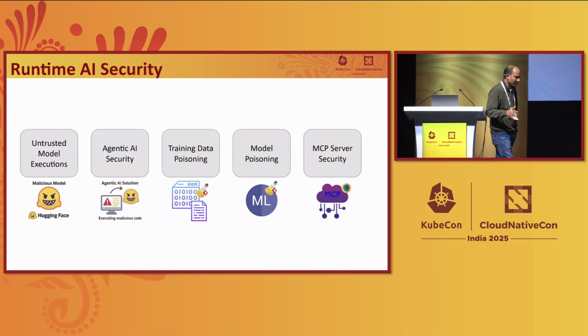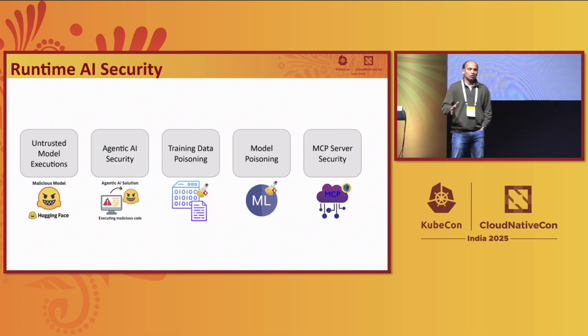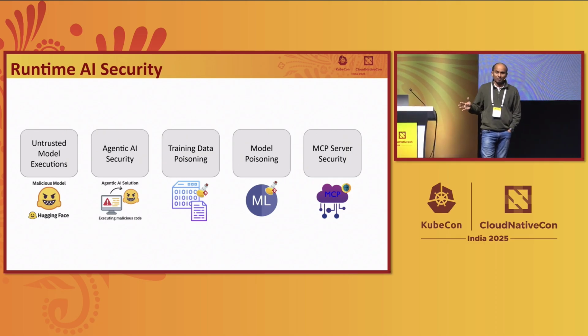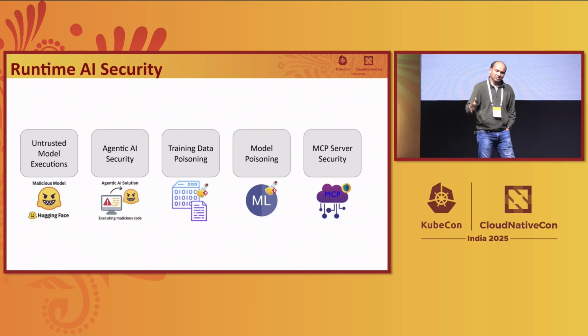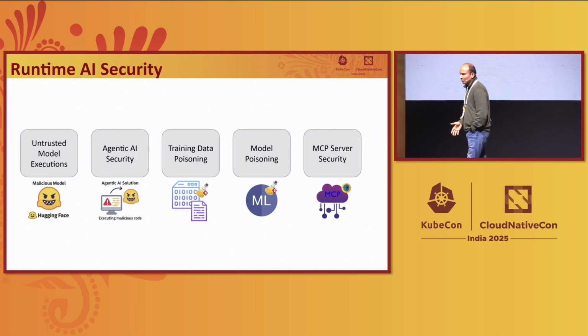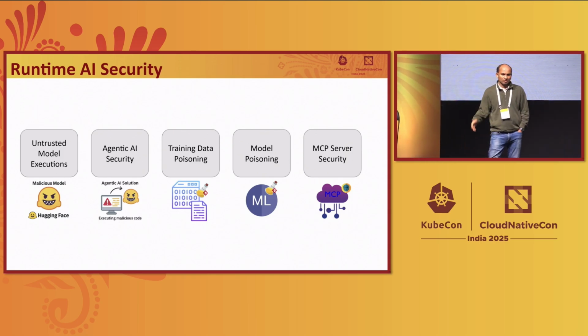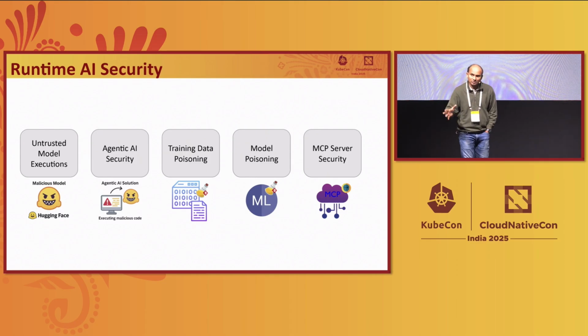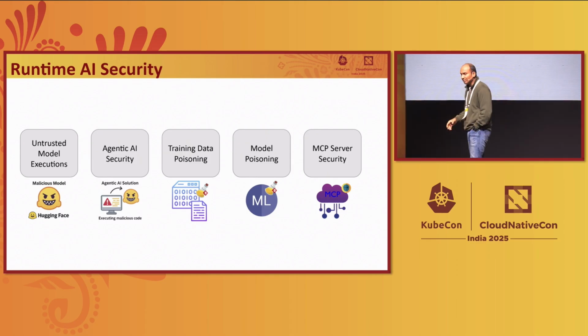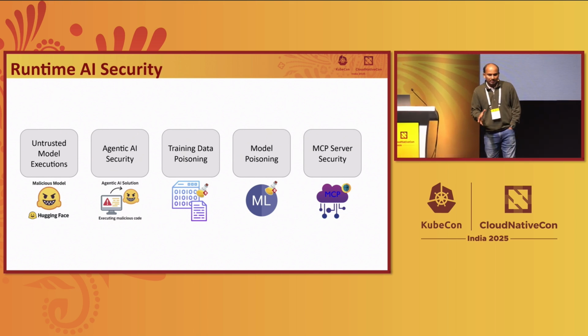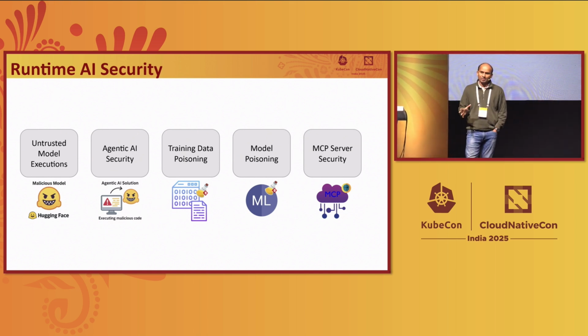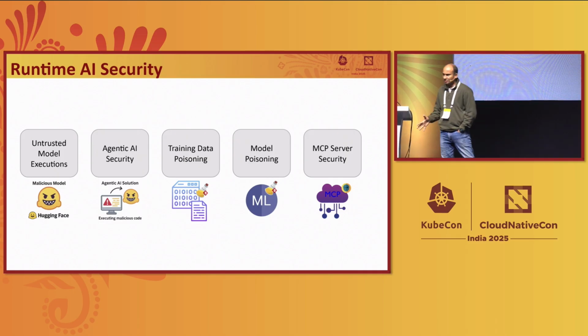So runtime AI security is the focus of this talk. I'm going to talk about untrusted model execution. It's a big issue, and I'll give some specific examples in context. Agentic AI security: folks from Red Hat, Vincent and Anindita, have already touched upon it, and I would like to show a specific example in context. Training data poisoning and model poisoning are again important, and I mentioned an example already. And then MCP server security.